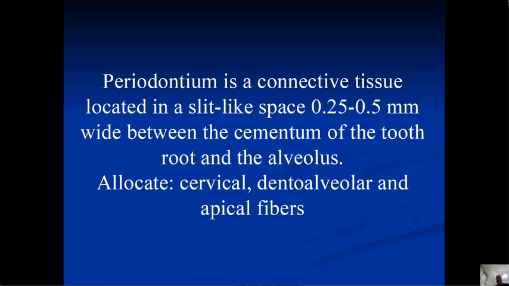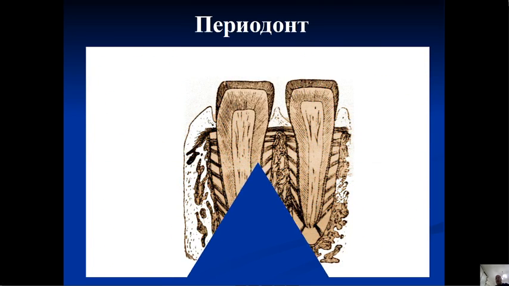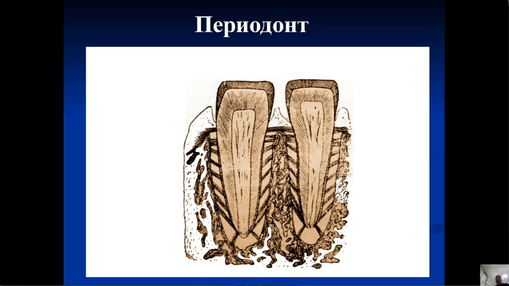Periodontum is a connective tissue located in the slit-like spaces 0.25-0.5 millimeters wide between the cementum of the tooth root and the alveolus. Here we locate cervical, dental-alveolar, and apical fibers. Here you can see the different types of fibers, just like that. Then the angle, and the angle on the other side.